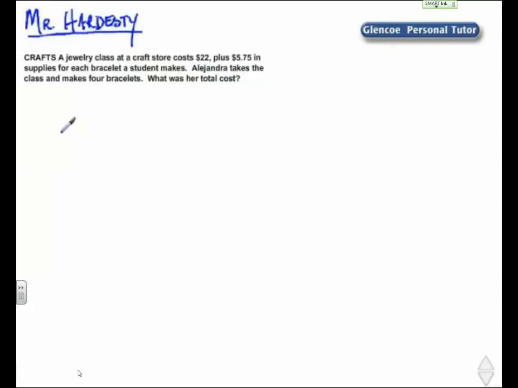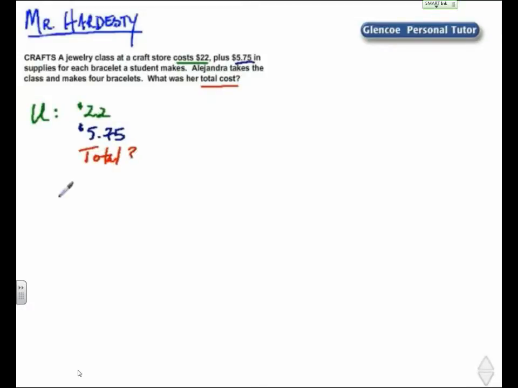In the four-step problem-solving plan, we begin with a general understanding. We know in our problem there is a cost of the class given. That cost is $22. We know the cost of supplies. That cost is $5.75. And we also know that we're asked to find the total cost.